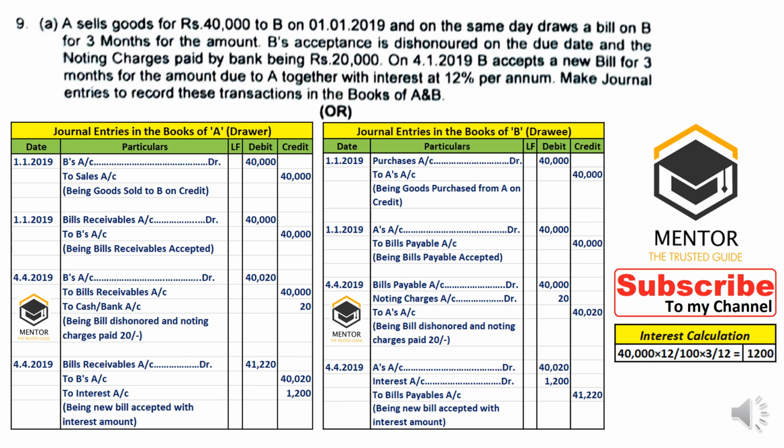A new bill was created with an interest rate of 12% per annum for 3 months. So what is the entry? Bills receivable account debit to B's account 41,200, to interest account 1,200.